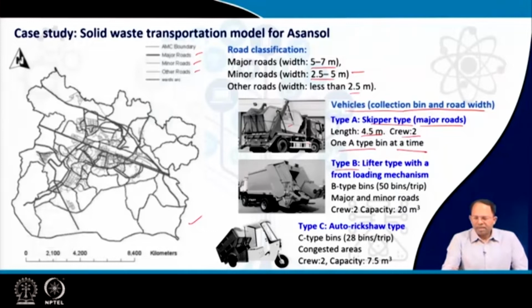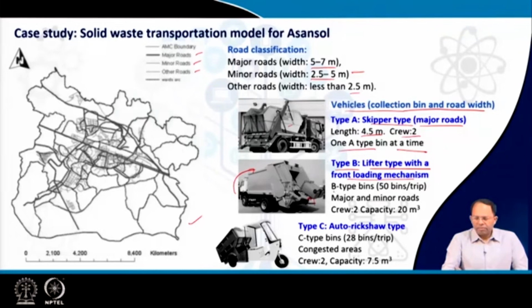Type B vehicle is a lift type vehicle with a front loading mechanism. Over here you can see a back loading mechanism, but this vehicle has a front loading one, that is what they are proposing. So it is more or less a similar kind of vehicle where you lift the garbage bin and unload the garbage inside the vehicle, and then it may be a compactor vehicle and it further compacts the garbage.